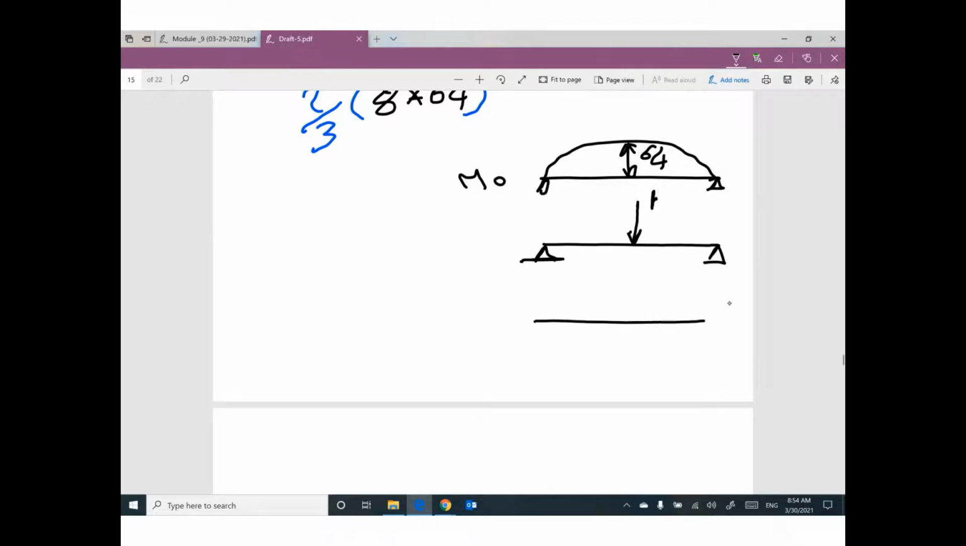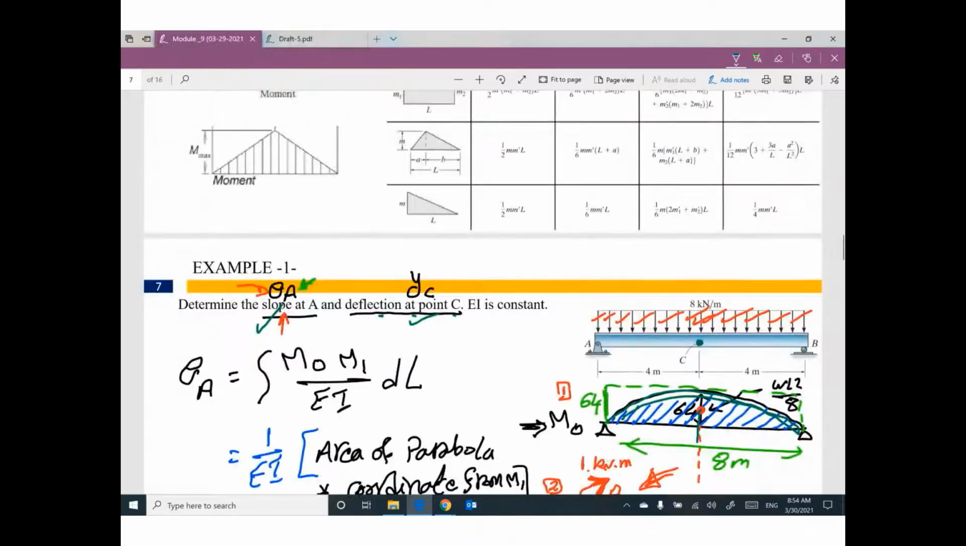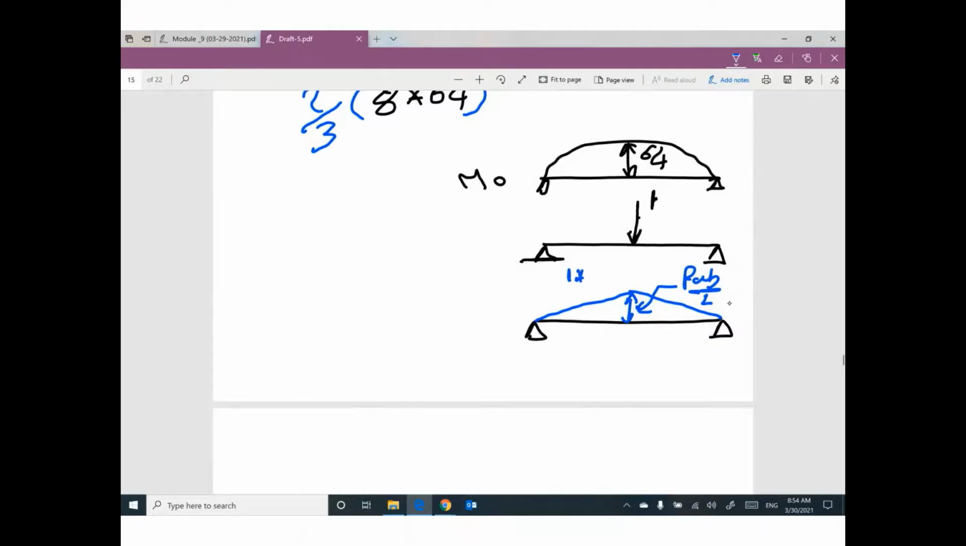Then I will draw the bending moment diagram due to the unit load. We will have a moment that looks like this triangle. This value will be PAB divided by L. I think this value will be 1 times 8. I'm sorry, 1 times 4 times 4 divided by 8 equals 2. This is the M1. Deflection at point C will be the integration of M naught by M1 divided by EI dL.